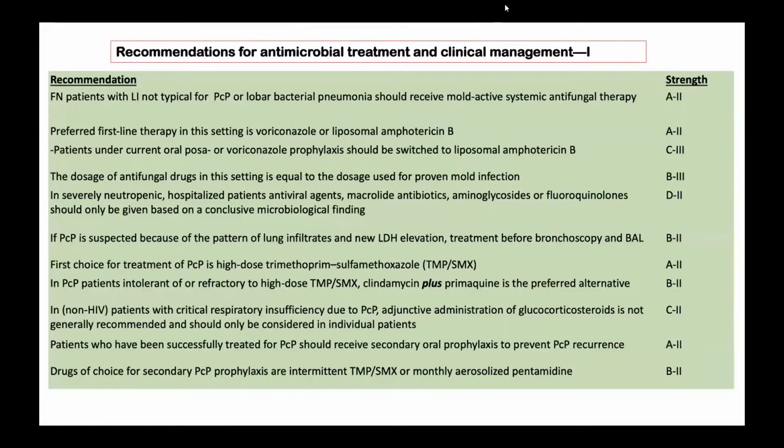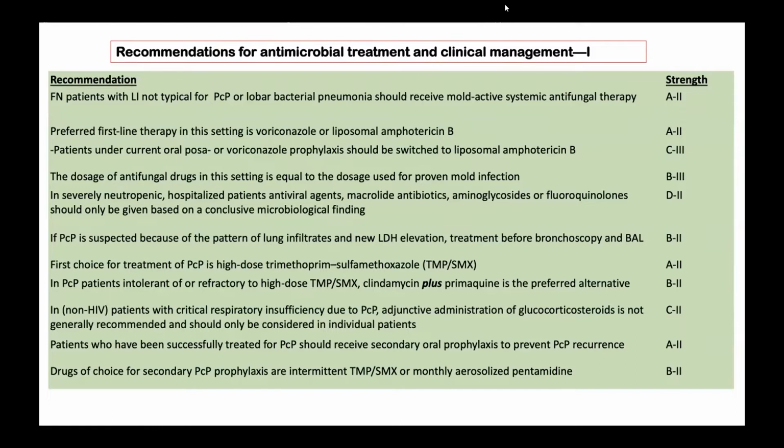What about clinical management? Febrile neutropenia with lower respiratory tract involvement, not typical for PCP or lobar bacterial pneumonia, should receive empirical systemic antifungal therapy. The preferred first-line therapy in this setting is voriconazole or liposomal amphotericin B. We don't have liposomal, but you can use conventional amphotericin instead. But I would prefer voriconazole in the first setup unless you suspect Mucor. The dosage is usually the same as for proven mold infection, which is about 1 milligram per kg, 50 to 75 milligram in most setups.